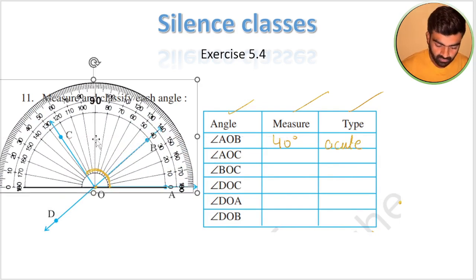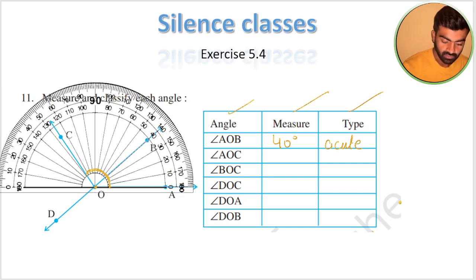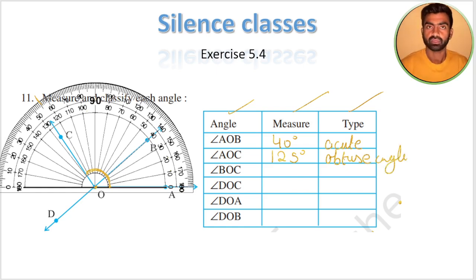Yes, and you can check it out, 0, 10, 20, 30, 40, 50, 60, 70, 80, 90, 100, 110, 120, and the line is over here around 125 degrees. So it is 125 degrees. And the angle which is greater than 90 degrees but less than 180 degrees is known as an obtuse angle. Very good, obtuse angle. So we will write down obtuse angle. You can write it down like this.